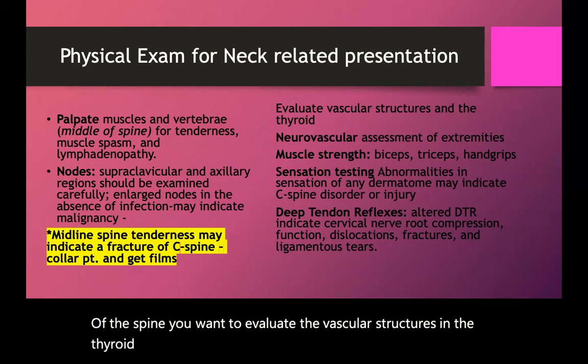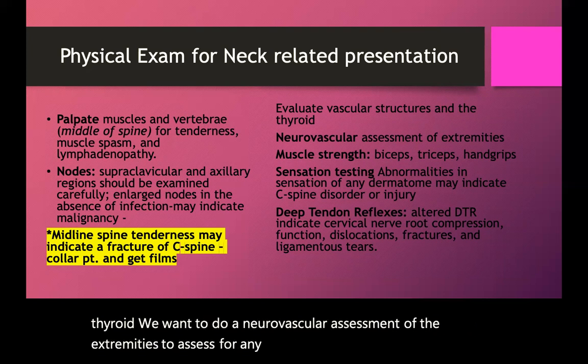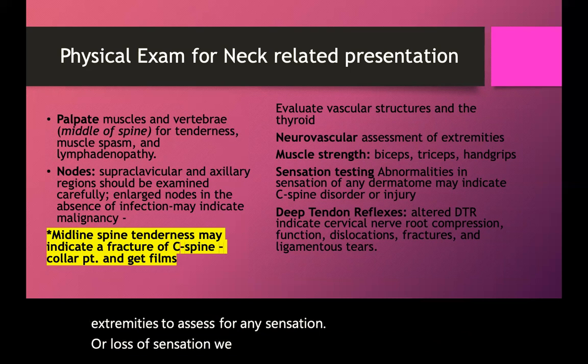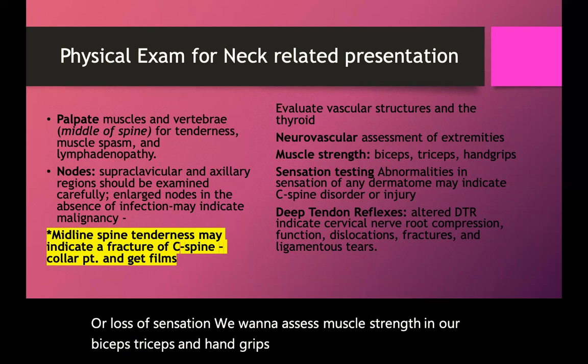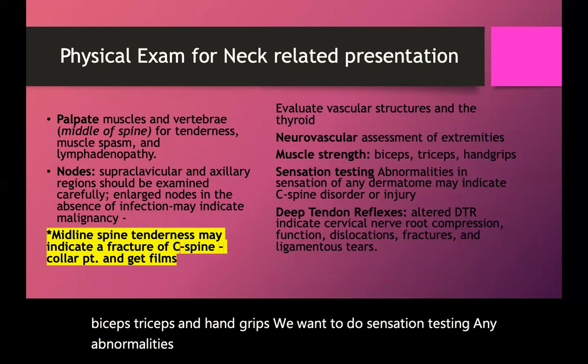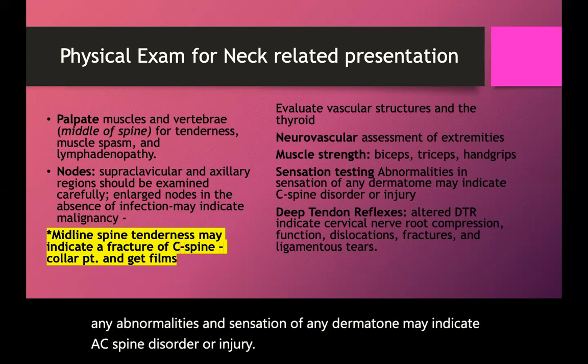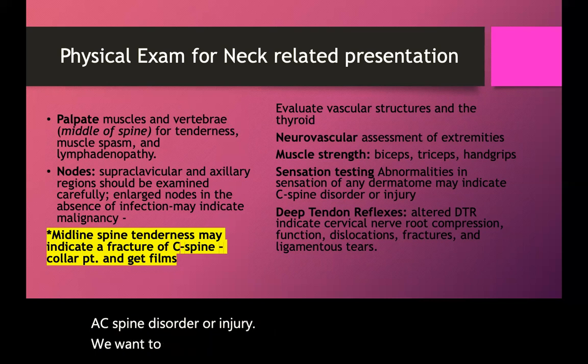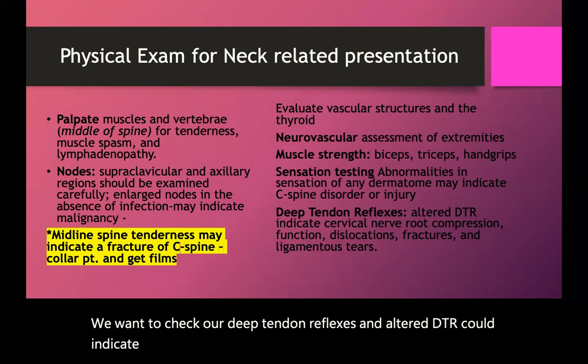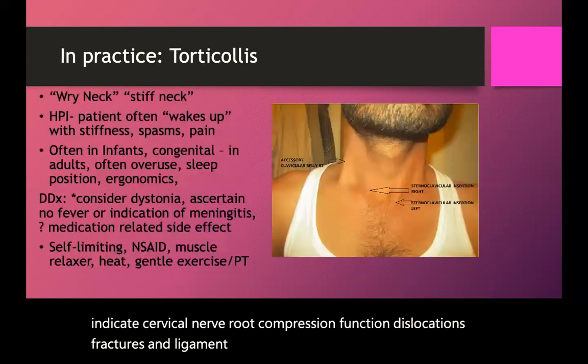We want to do a neurovascular assessment of the extremities to assess for any sensation or loss of sensation. We want to assess muscle strength in our biceps, triceps, and hand grips. We want to do sensation testing. Any abnormalities in sensation of any dermatome may indicate a C-spine disorder or injury. We want to check our deep tendon reflexes. An altered DTR could indicate cervical nerve root compression, dislocations, fractures, and ligament tears.